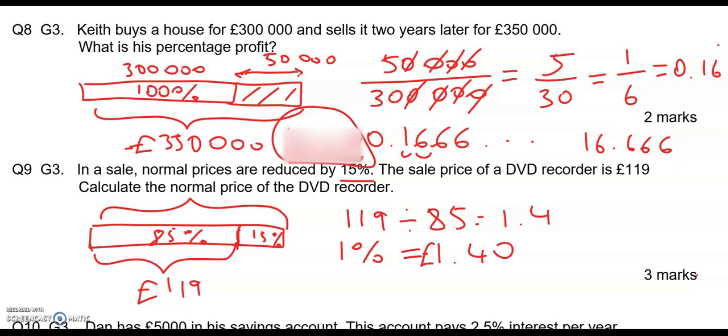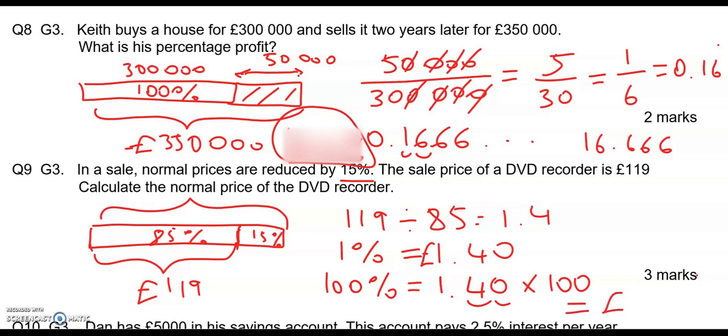What I'm interested in now is the 100%. So 100%, we get that by multiplying the 1% by 100. So 1.40 times 100 means we move the decimal 2 places to give us £140. And that's the original amount and the answer.